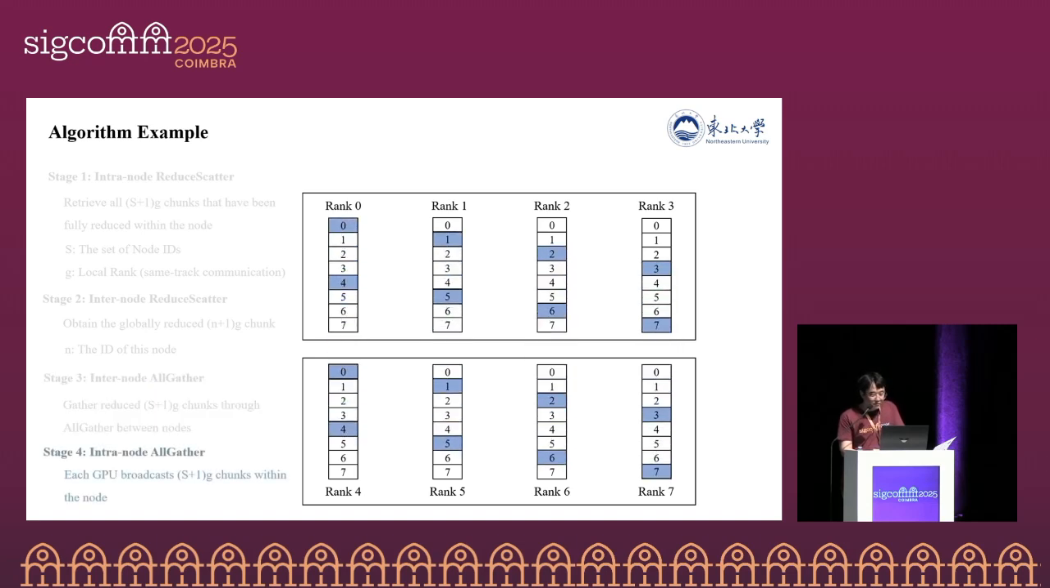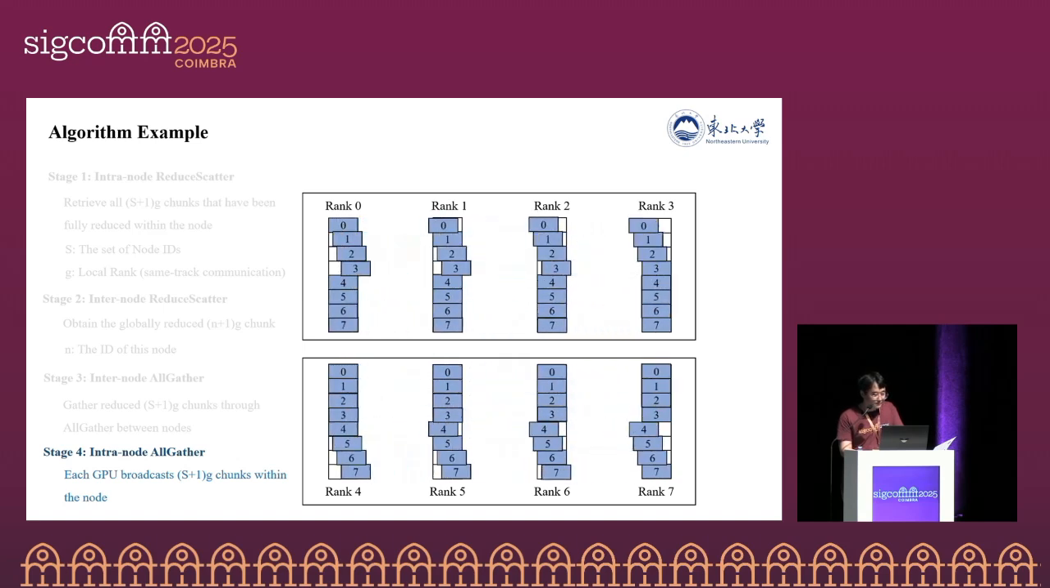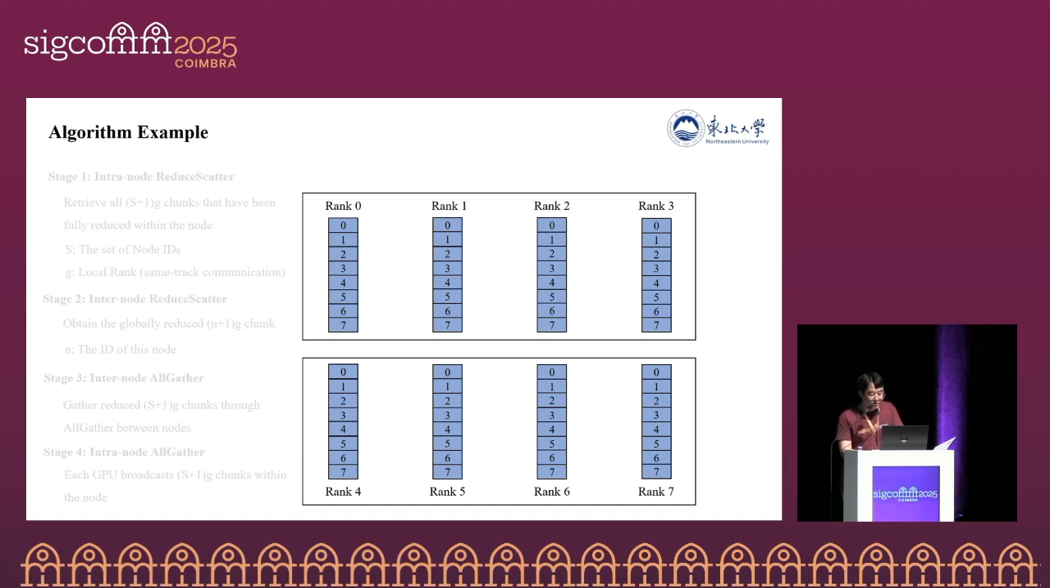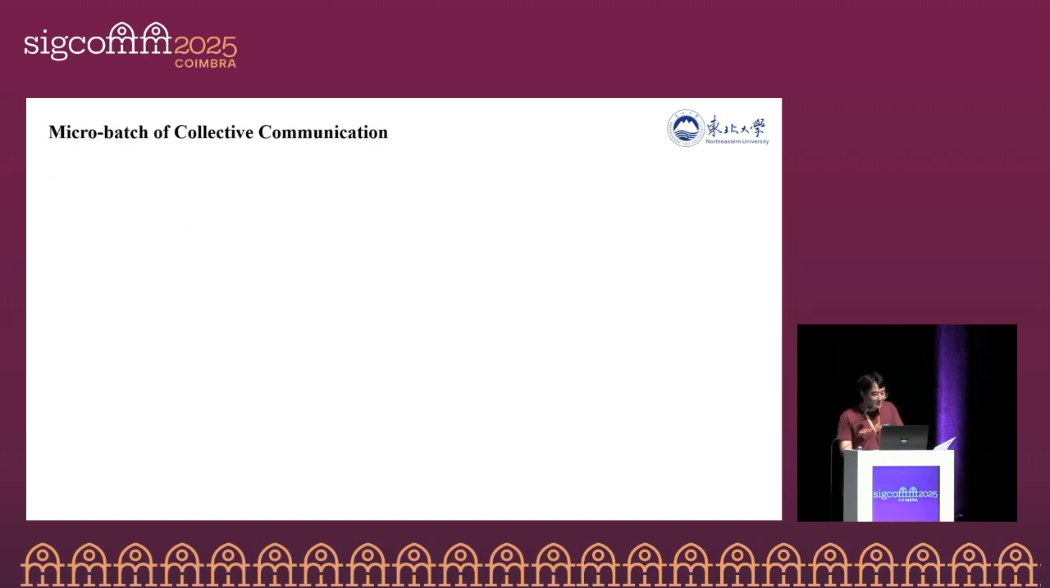And stage 4, intranode all-gather. Finally, within each node, each GPU broadcasts the globally reduced chunk it holds. This hierarchical approach is common, but its efficiency depends heavily on how these operations are scheduled.